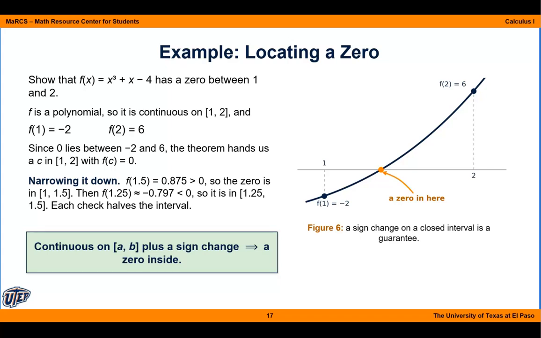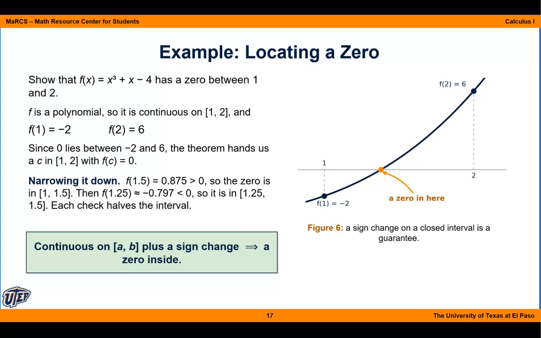Let's use the intermediate value theorem to show that this function has a 0 between 1 and 2. The function is a polynomial, so it is continuous throughout the closed interval from 1 to 2. At the left endpoint, the function value is -2. At the right endpoint, it is +6. Because 0 lies between -2 and +6, the intermediate value theorem guarantees at least one 0 somewhere between 1 and 2.